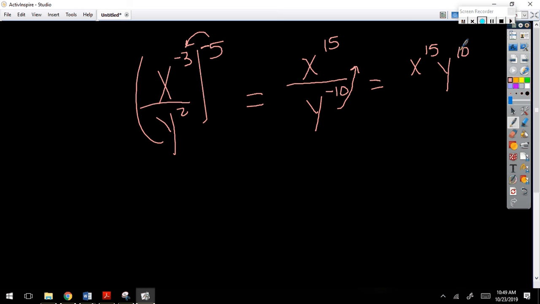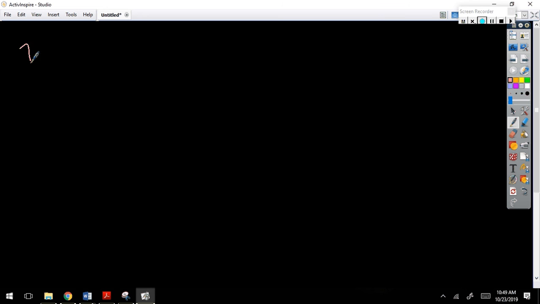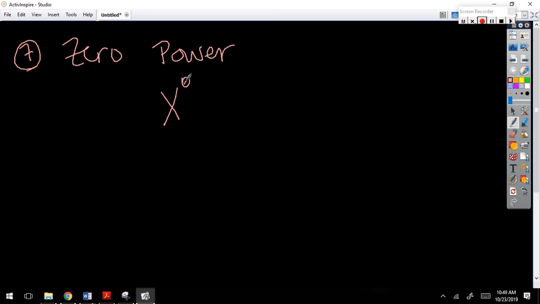Last property is the easiest property. It's called the zero power property. Anything to the zero power equals 1. It's always 1, as long as the base is not 0.